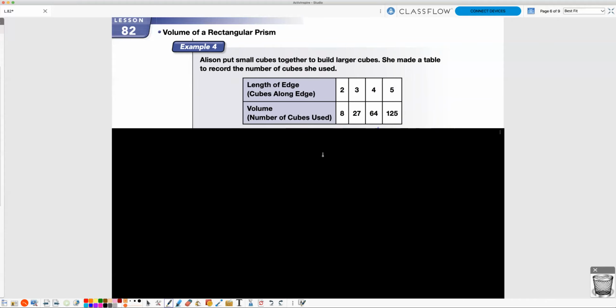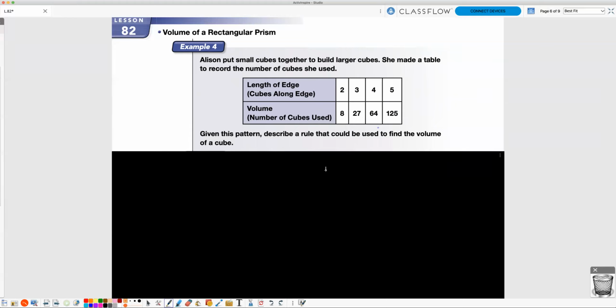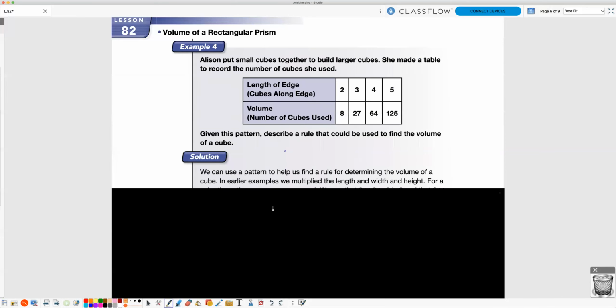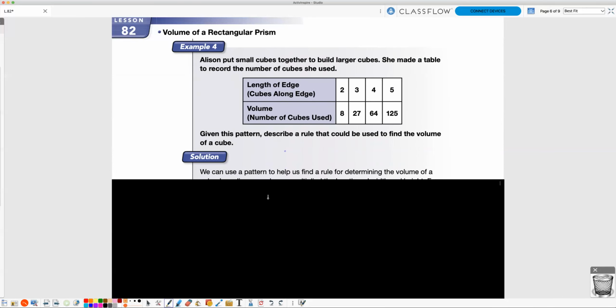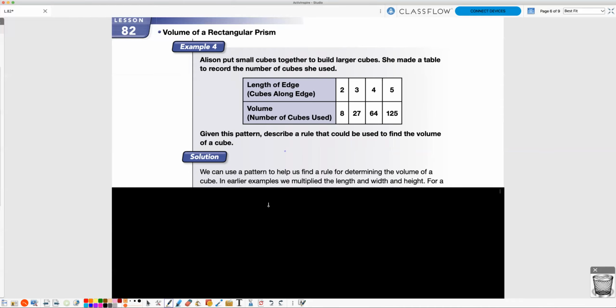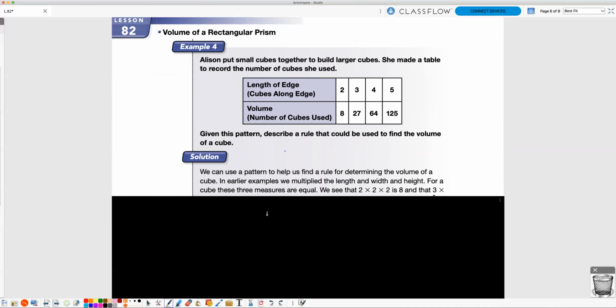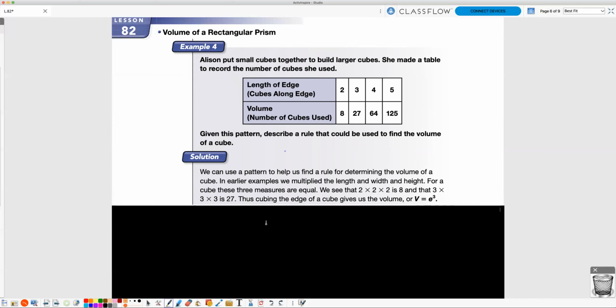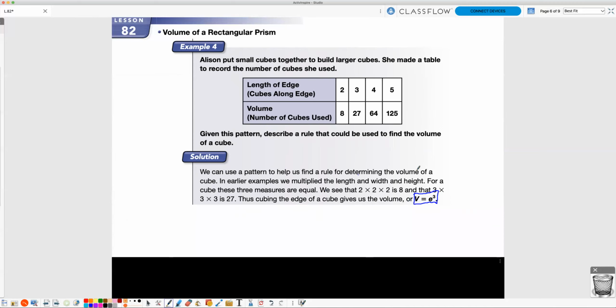5 cubed is 125. So given this pattern, describe a rule that could be used to find the volume of a cube. So since we can use a pattern to help us find the rule to determine the volume of a cube, in earlier examples we multiplied the length and the width and the height. For a cube, these 3 measures are going to be the same, they're equal. We can see that 2 times 2 times 2 is 8, and 3 times 3 times 3 is 27. Thus, cubing the edge of a cube gives us the volume, or volume equals the edge cubed. So that would be the rule or the pattern that we could use to find that.